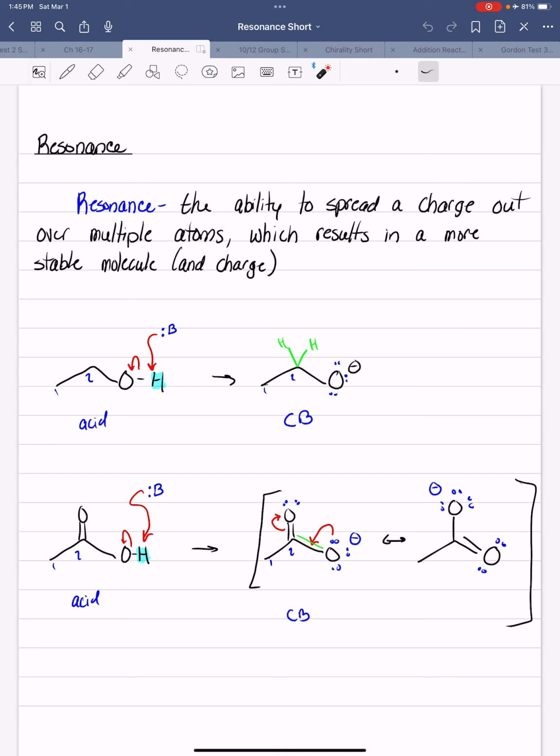So a charge, aka potato in this example, when spread out over several atoms, aka people, is going to be more stable than if that charge is isolated on top of a single atom. So let's try a couple of examples.